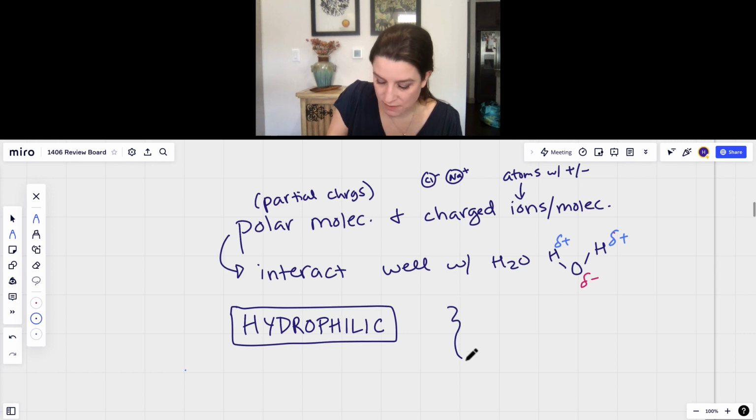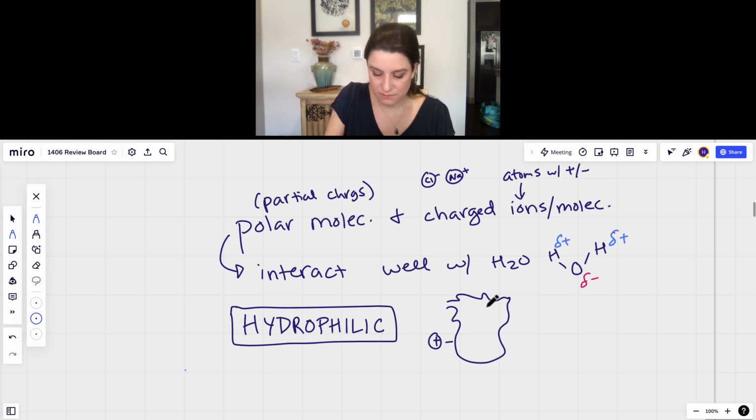That means with folding of proteins, okay, you're expecting R groups that are charged to be facing the water. And let's just say this is a protein here. Charges facing the water, you expect partial charges to be facing the water or the outside of the protein. What do you expect on the inside? Hydrophobic groups, which we'll talk about in a moment.